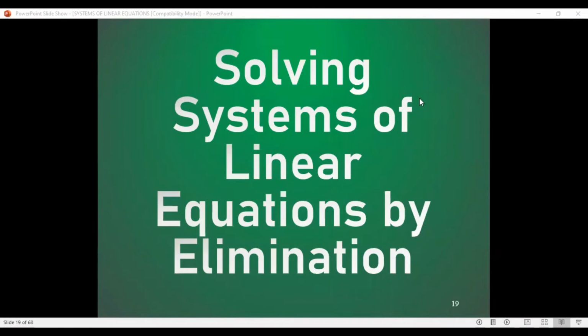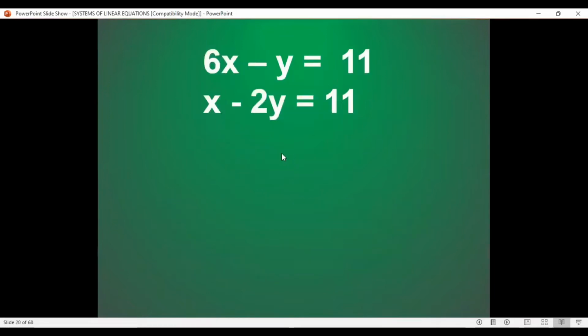I'll discuss with you today solving systems of linear equations by elimination. There are other processes of solving linear equations, but this elimination process is actually the easiest and it requires less time. So we have here 6x minus y is equal to 11, while the other one is x minus 2y is equivalent to 11.